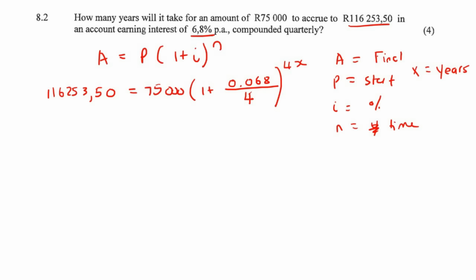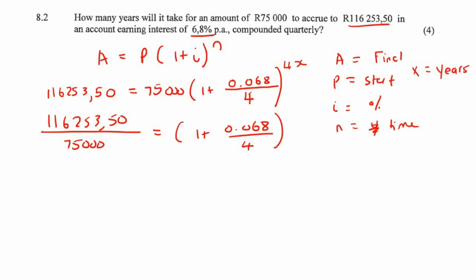Right, now what I want to do is eventually get this by itself. So we're going to say 116,253,50 divided by 75,000, and that's going to be equal to, I'm just going to keep this as it is for now. Okay, and then to the power of 4x.